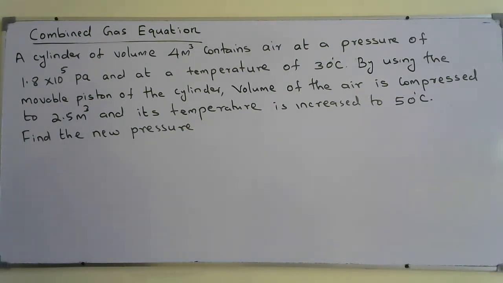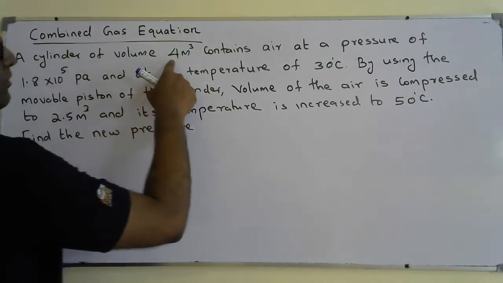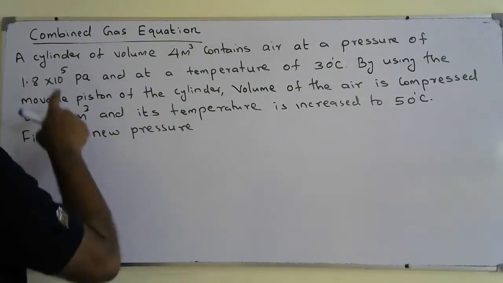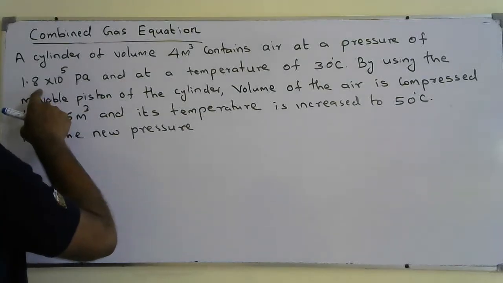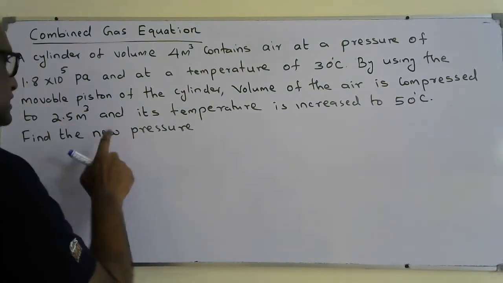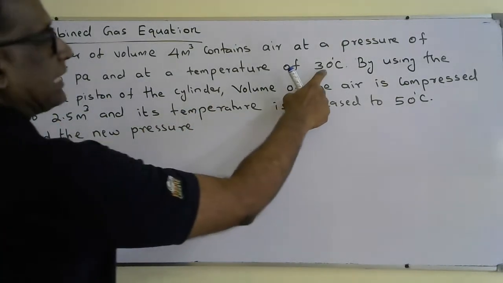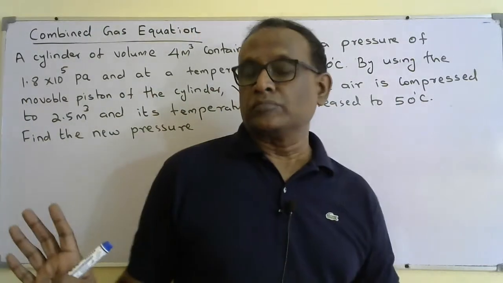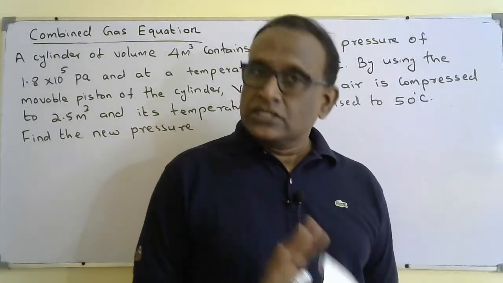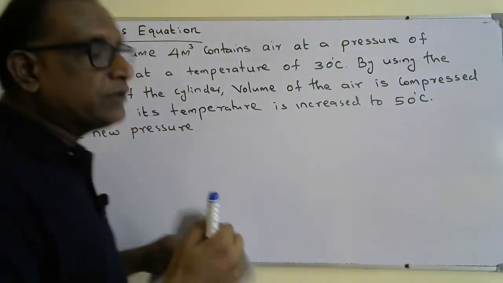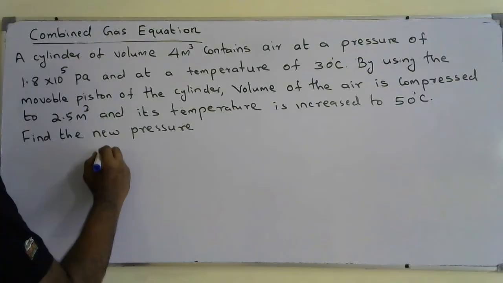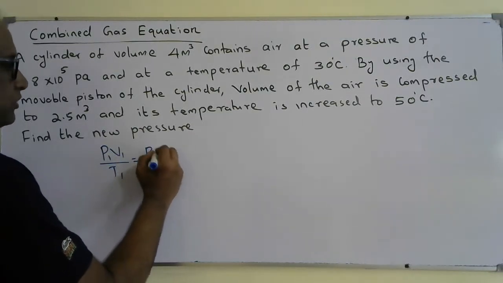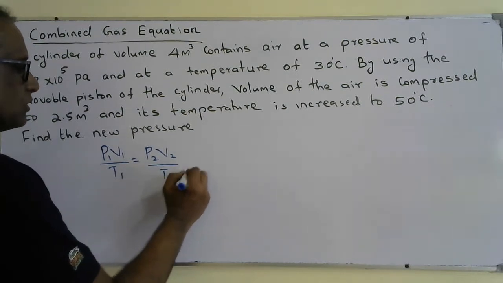Okay, so here volume is changing, 4 meter cube initially, then the volume becomes 2.5. Pressure initially 1.8 × 10^5. The question is the new pressure, but the temperature is increasing from 30 to 50. So all three quantities are changing, nothing mentioned about mass or number of molecules. So it remains constant. So the only equation that we can use is the combined gas equation, P1 V1 over T1 equals P2 V2 over T2.